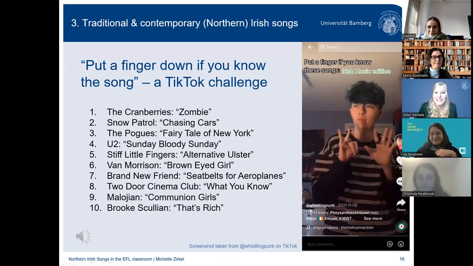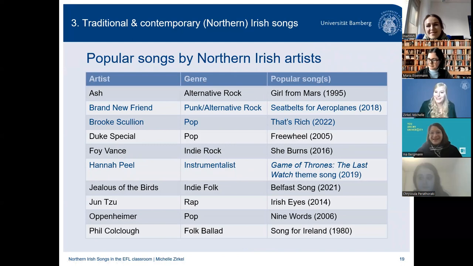So the next few slides serve to give you an overview of the most popular songs by Northern Irish artists, according to statistics on Spotify and Last.fm. Hence, these are all Northern Irish songs learners might be familiar with because they're modern and also famous. And we'll take a closer look at some of these songs later on during the last part of this presentation. The songs printed in blue were the ones we just listened to.